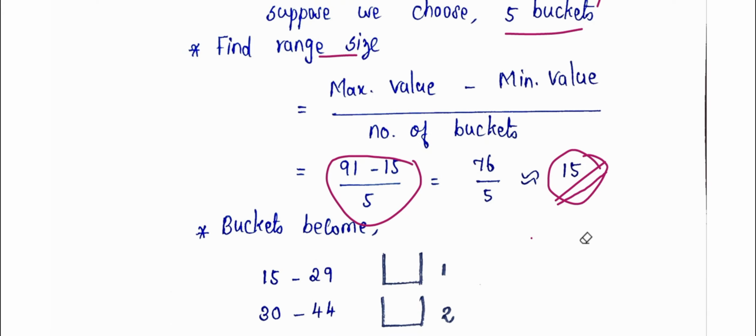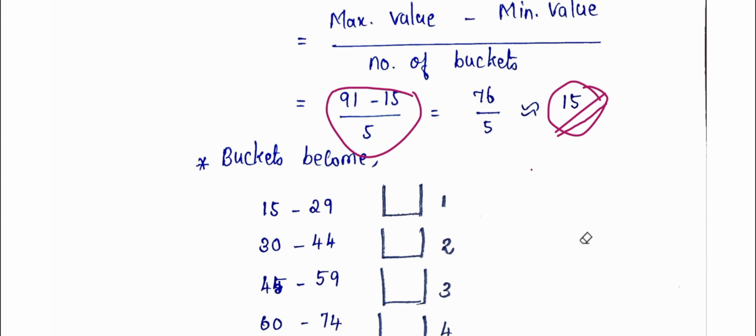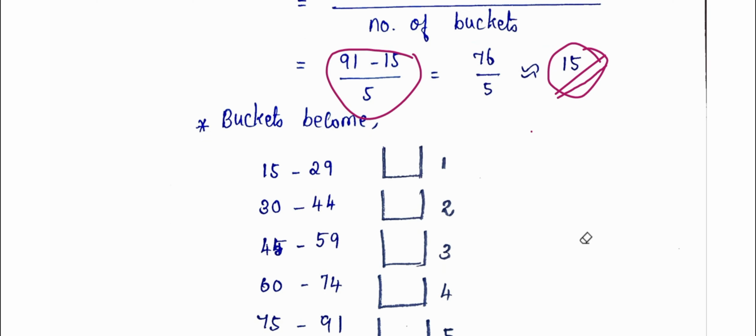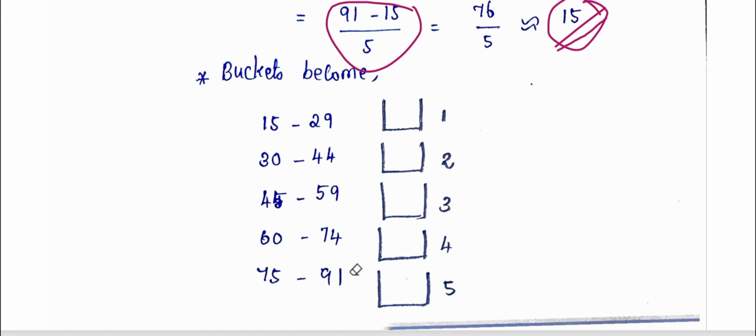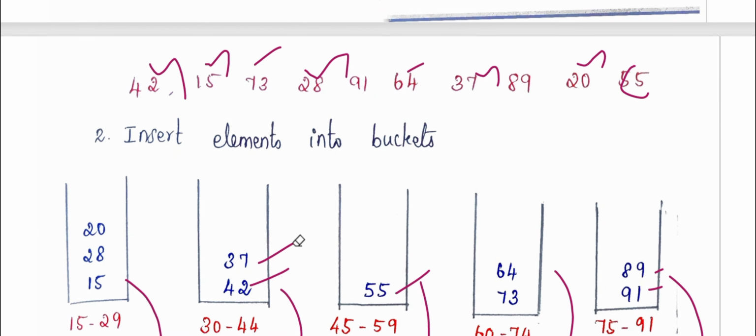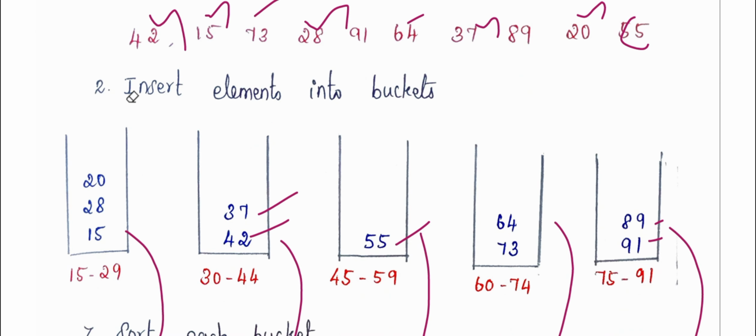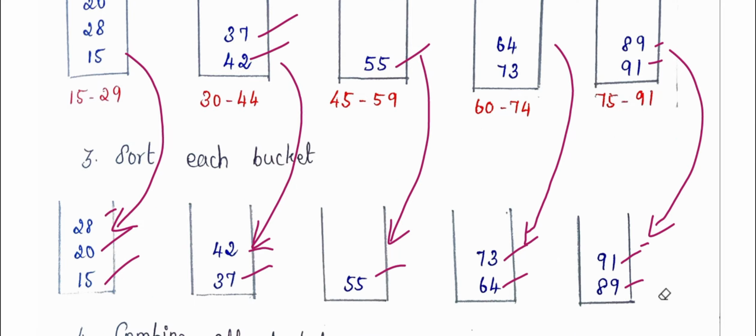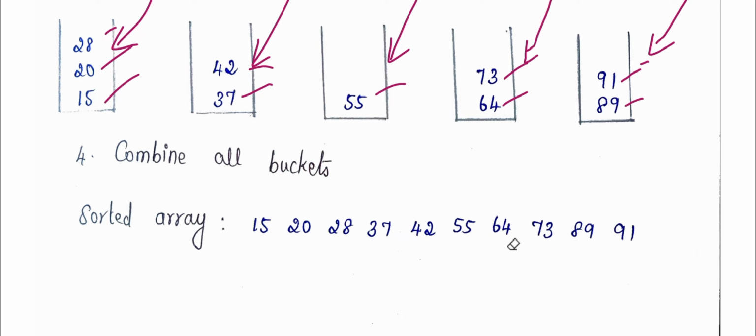So we get one value, here 15. Then we fix the ranges, each bucket containing 15 elements. Start with the minimum value, add 14, 14, 14, and finally end up with the maximum value. That is very important. Based on these ranges, we insert the elements one by one, taking the first bucket for all elements within 15 to 29. Then sort each bucket and combine all the bucket values, and finally we get the sorted array. Clear? Thank you.